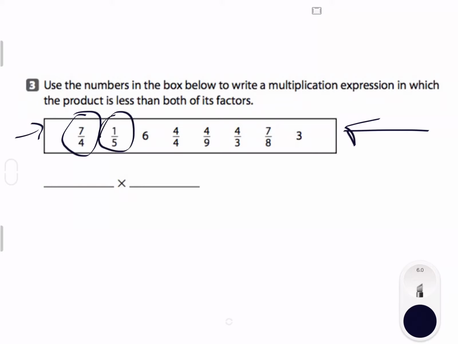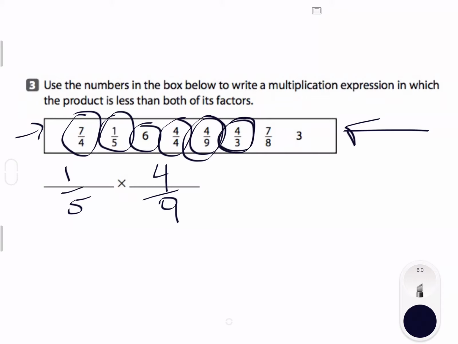This one, 1/5, is definitely less than 1 whole. We're going to want to use 1/5. 6 is bigger than 1. We don't want to use 6. 4/4 is the same thing as 1. 1 is not bigger than 1, so we don't want to use that one either. 4/9 is less than 1. That's another good candidate for putting right here as part of our expression. But we've got to work through the rest of them to make sure.